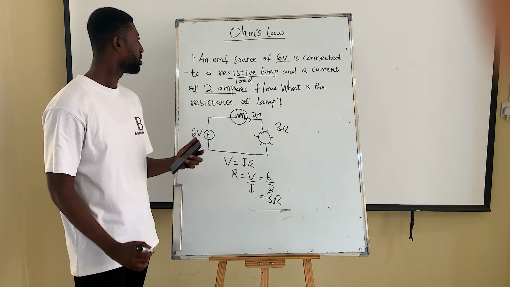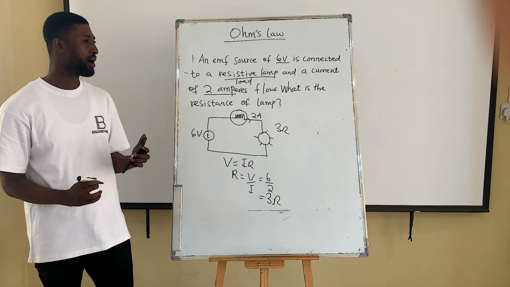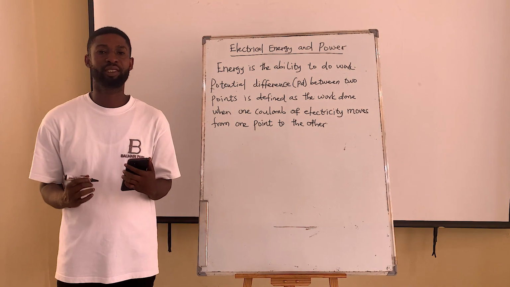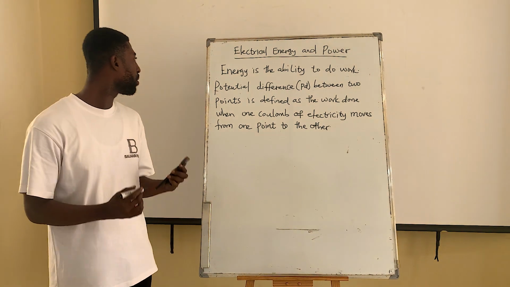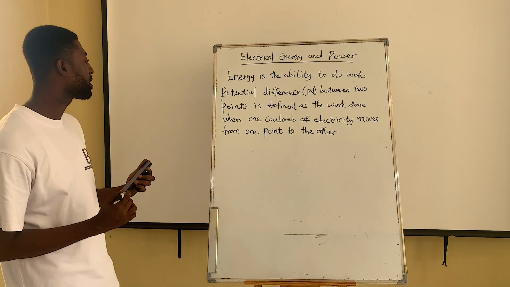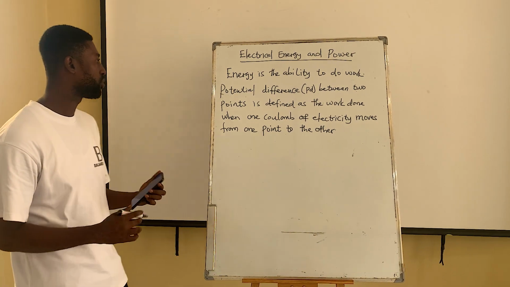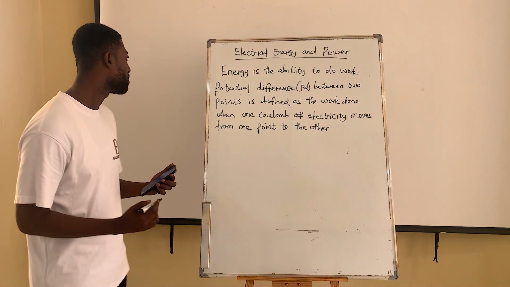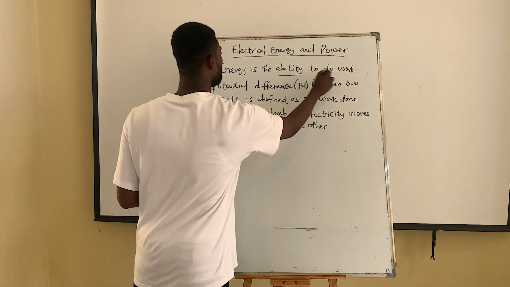So let's finally talk about power and energy. Energy is the ability to do work. For an electrical circuit to perform a given task, it requires energy. So per the definition, energy is the ability to do work.